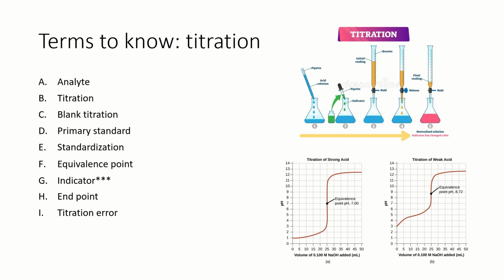So usually the primary standard you use is something like, how do I put this? Usually when you're selecting something for a primary standard, there's usually properties to this. The most commonly used primary standard that I know of would be, for example, measuring out KHP and then using that to standardize your sodium hydroxide.